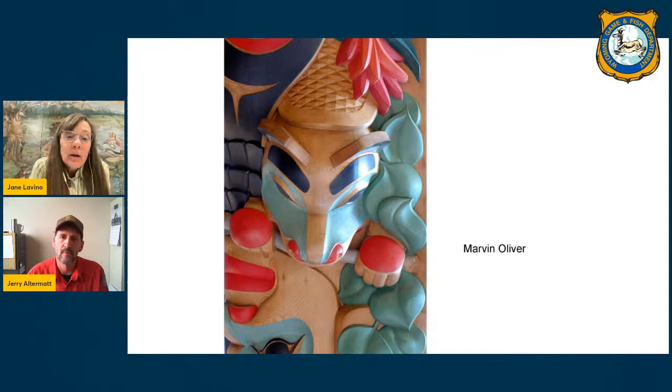And it's done by an indigenous person, a native person from a Northwest Coast tribe. His name is Marvin Oliver. And in these traditional totem poles, they would include animals that were important to their family group or to the clan. And the beaver was one that was important.